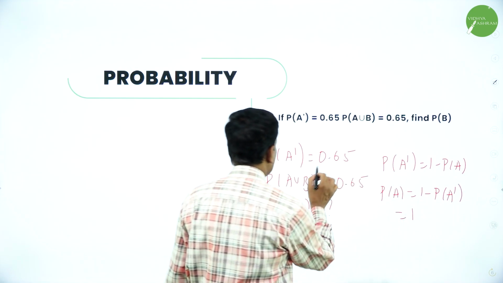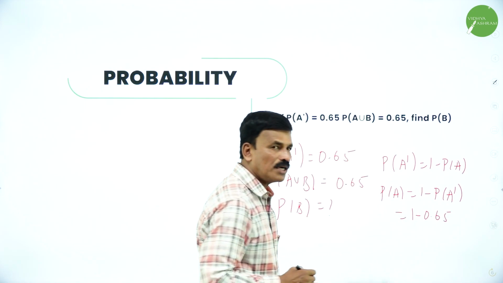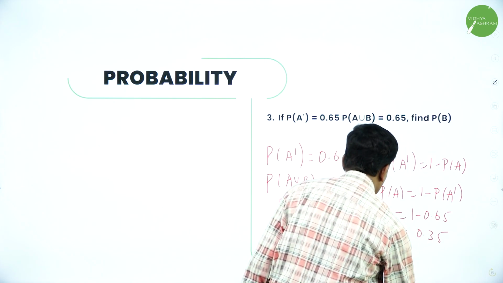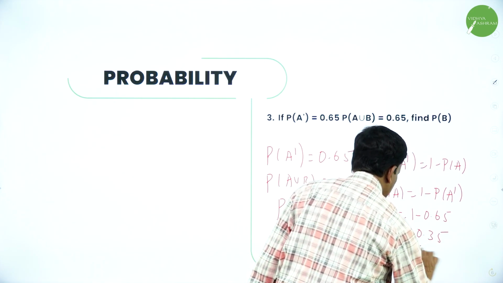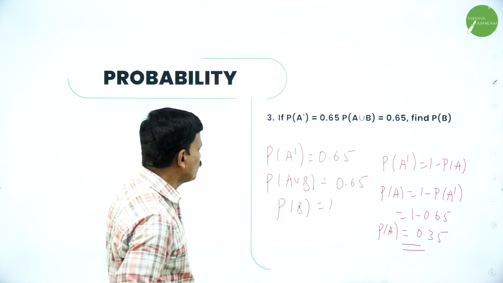So what is A dash? A dash is equal to 0.65. 1 minus 0.65 is nothing but 0.35, which is the probability of A. So here, probability of A is 0.35. Now what we have to find is the probability of B.